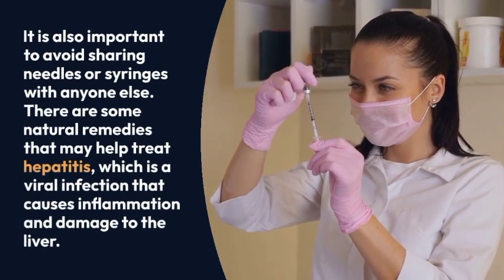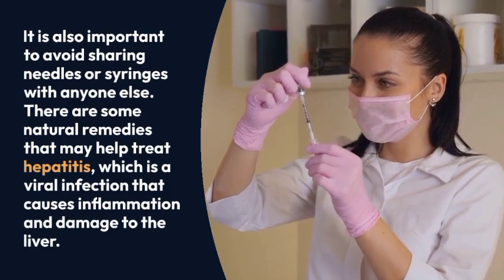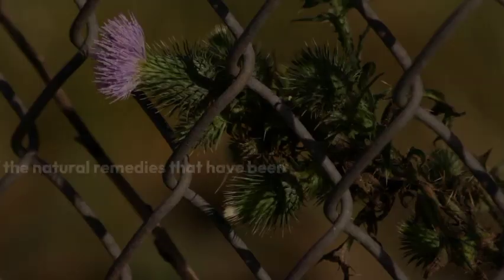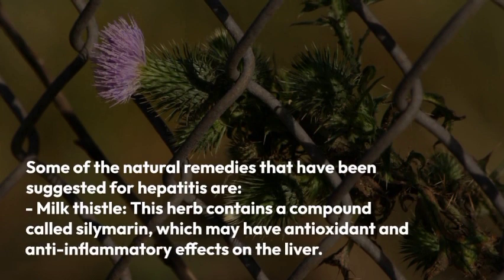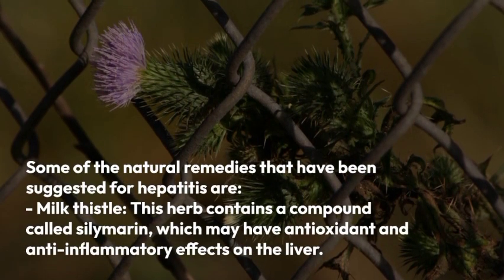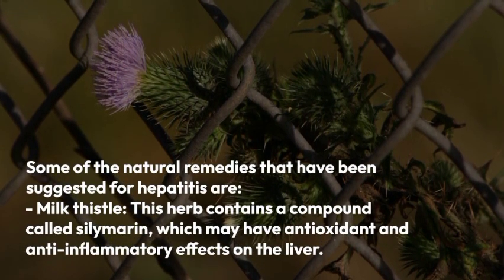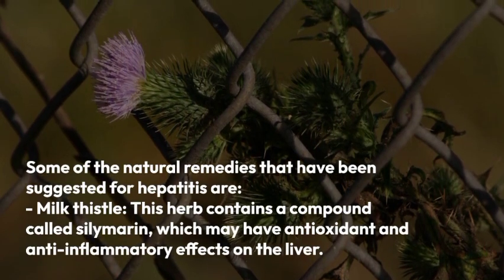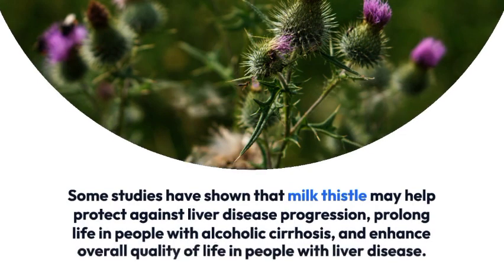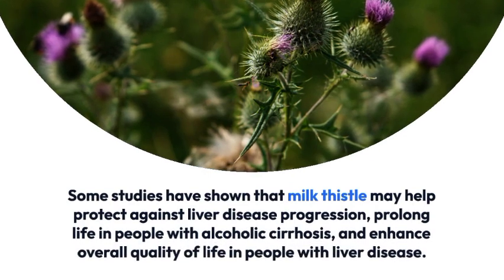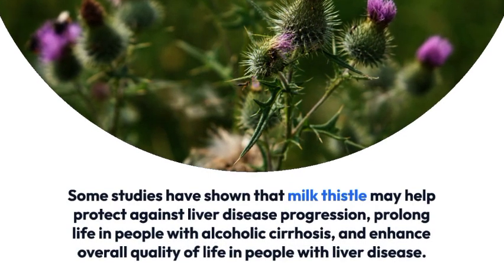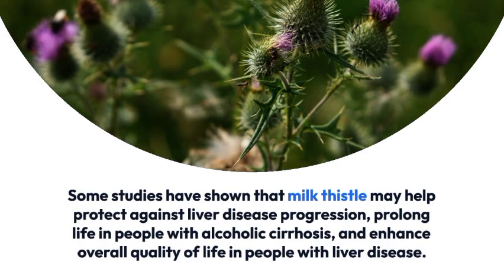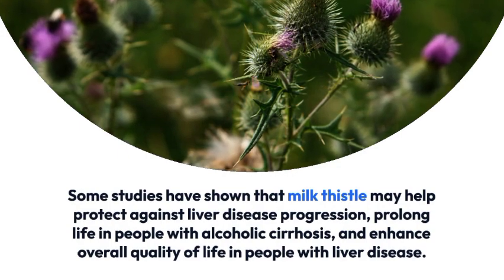There are some natural remedies that may help treat hepatitis, which is a viral infection that causes inflammation and damage to the liver. Some of the natural remedies that have been suggested for hepatitis are milk thistle. This herb contains a compound called silymarin, which may have antioxidant and anti-inflammatory effects on the liver.